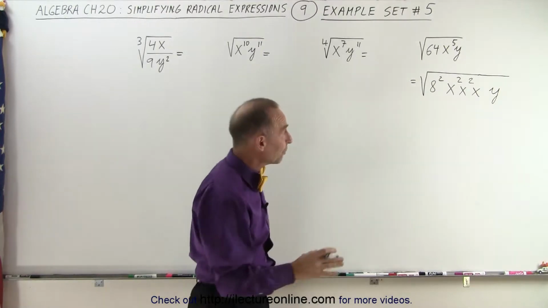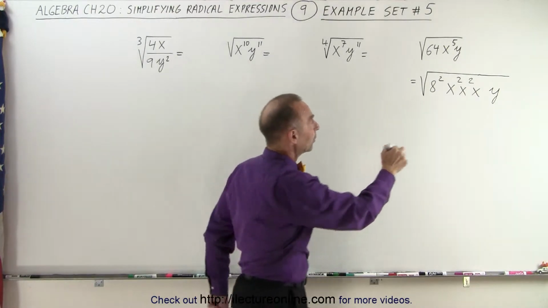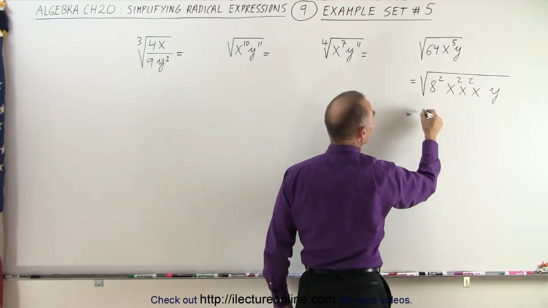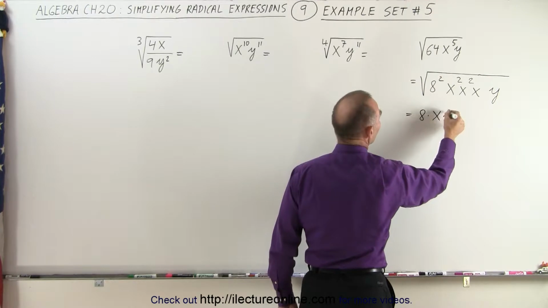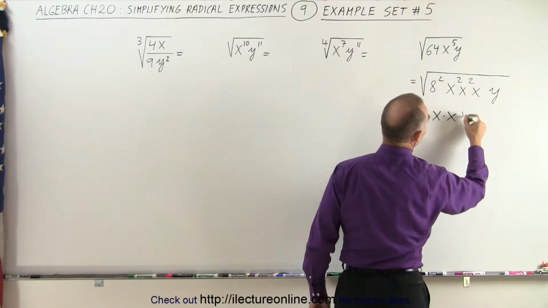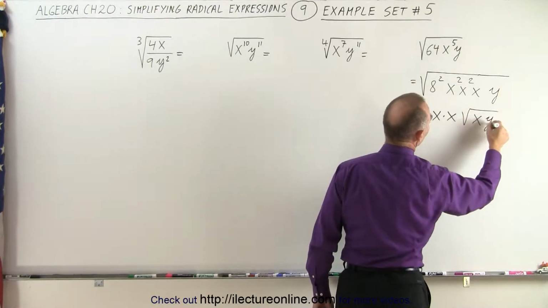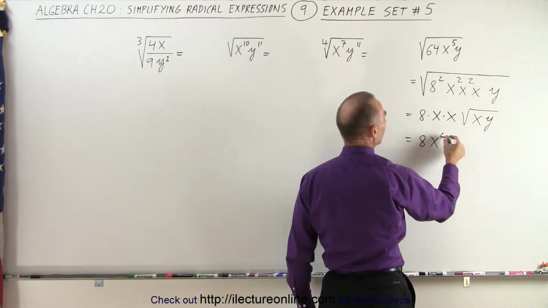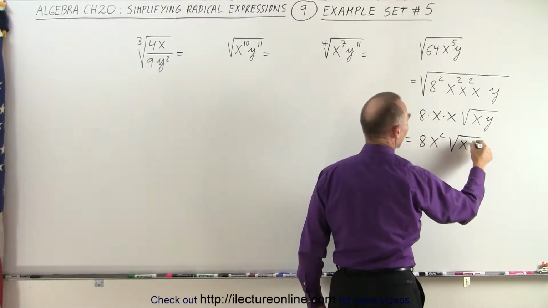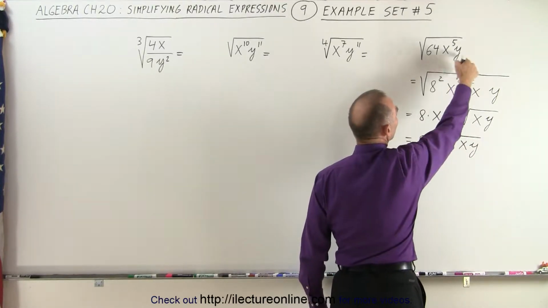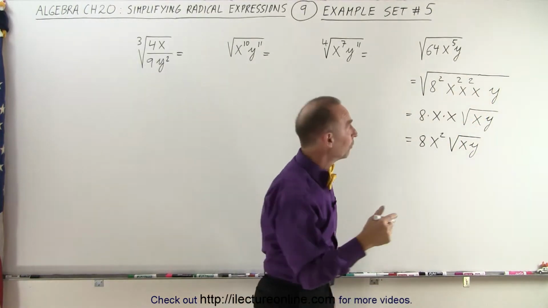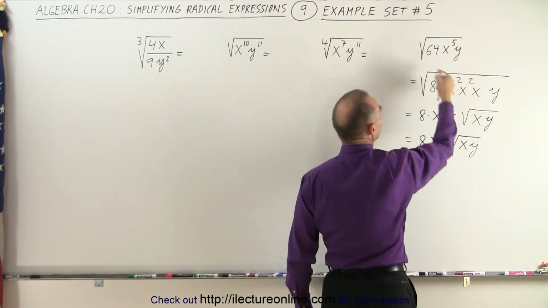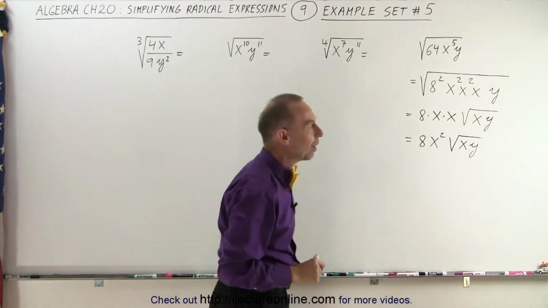And notice, anytime there is something with a square, which equals the square root, we can simply take it outside the radical sign. So this becomes 8 times x times x, and then these two are left, times the square root of x times y, and of course x times x becomes x squared, so this is 8x squared times the square root of x times y. Notice whenever there is an odd power, you cannot take that out of a square root, but we have an even power that comes out of the square root, and so that's how we do that.